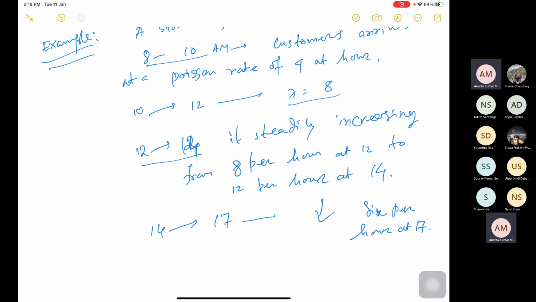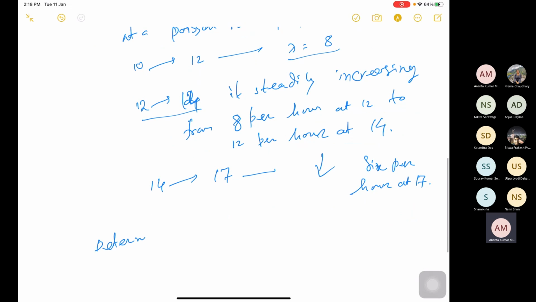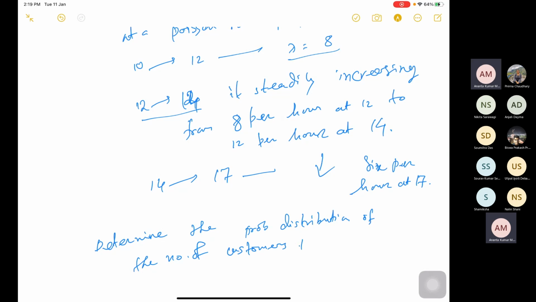Okay, and then now suppose that after that my shops are closed, so then we want to know, determine the probability distribution of the total number of customers that enter the store on a given day. Okay, so this is the question. So we want to know the probability distribution of the total number of customers that entered the store or the shop on a given day.